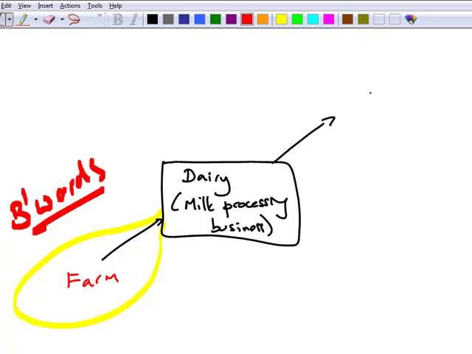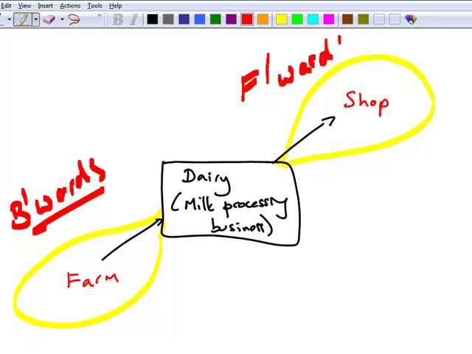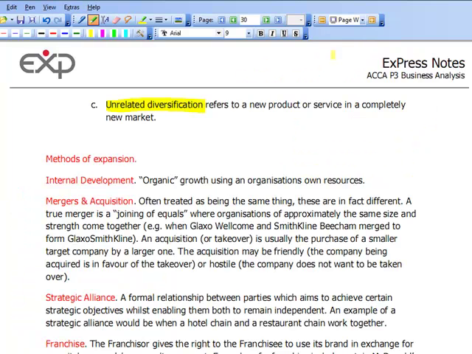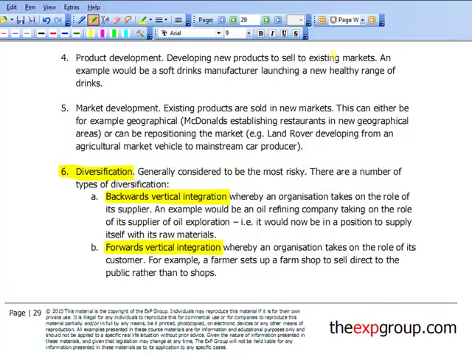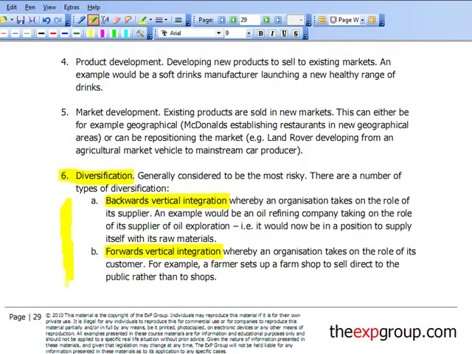If the dairy had its customers, and the customers could be a shop, the dairy does not sell direct to the public, it sells to a shop who then sell on to the public. But if the dairy was doing forwards vertical integration, it would acquire a shop. So that's forwards vertical integration. These are all examples of related diversification, which, if you go back to your Express Notes on page 29, talks about it here.